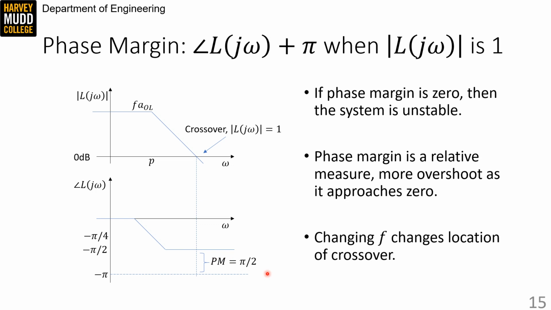Now, one interesting note is that this crossover point depends on our feedback factor, which is part of the loop gain in this particular circuit. So as we change our feedback factor, this transfer function moves up and down, which moves our crossover point in or out, and can potentially change our phase margin.